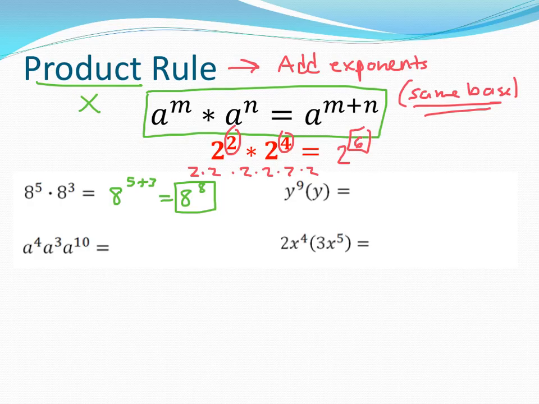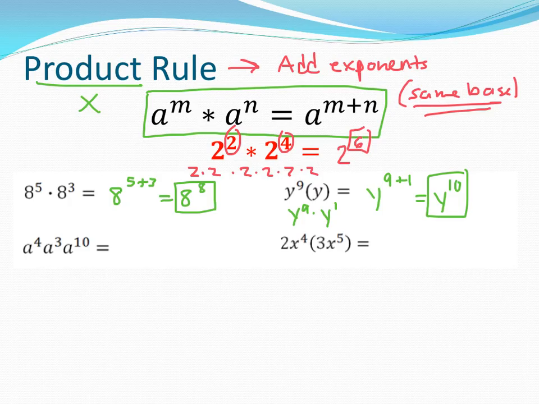Next one, we have y to the 9th times y. So what does that mean again? This means y to the 9th times y. Well, what's the power there? It's y to the 1st power. Just y is y to the 1st. So applying our rule, we're multiplying same base of y, so I can just add these exponents together. 9 plus 1 is going to give me y to the 10th power. That's my answer.